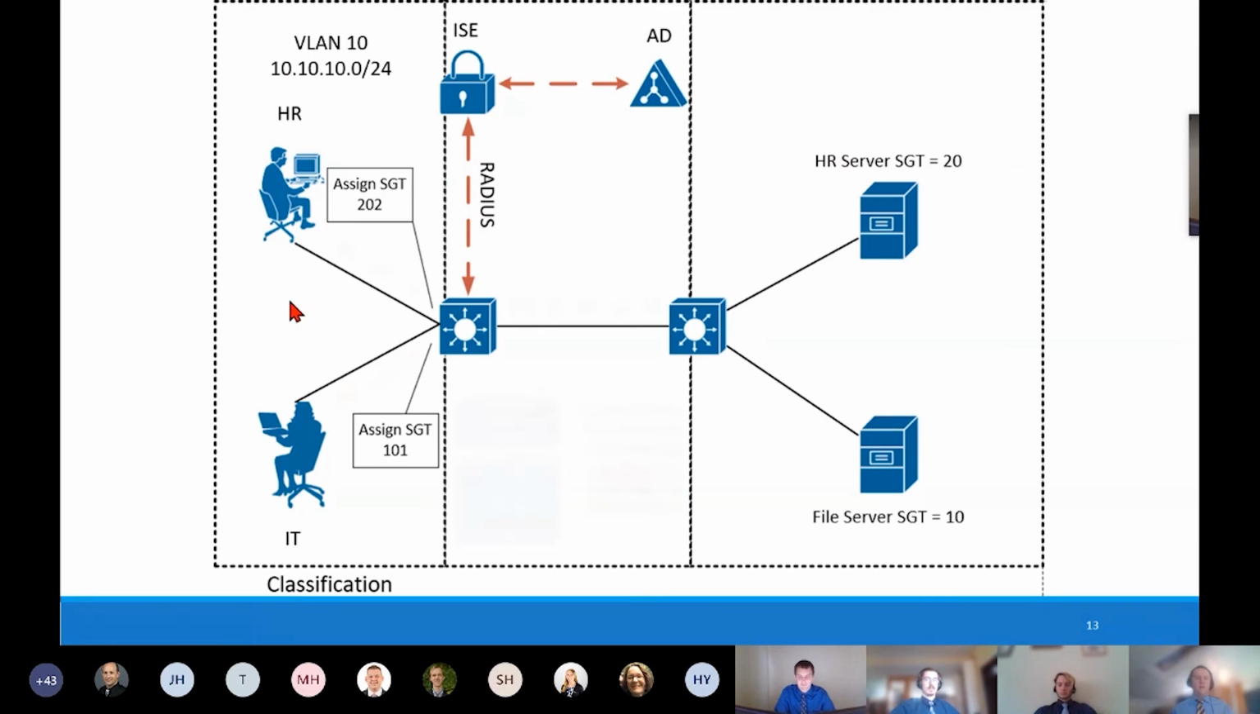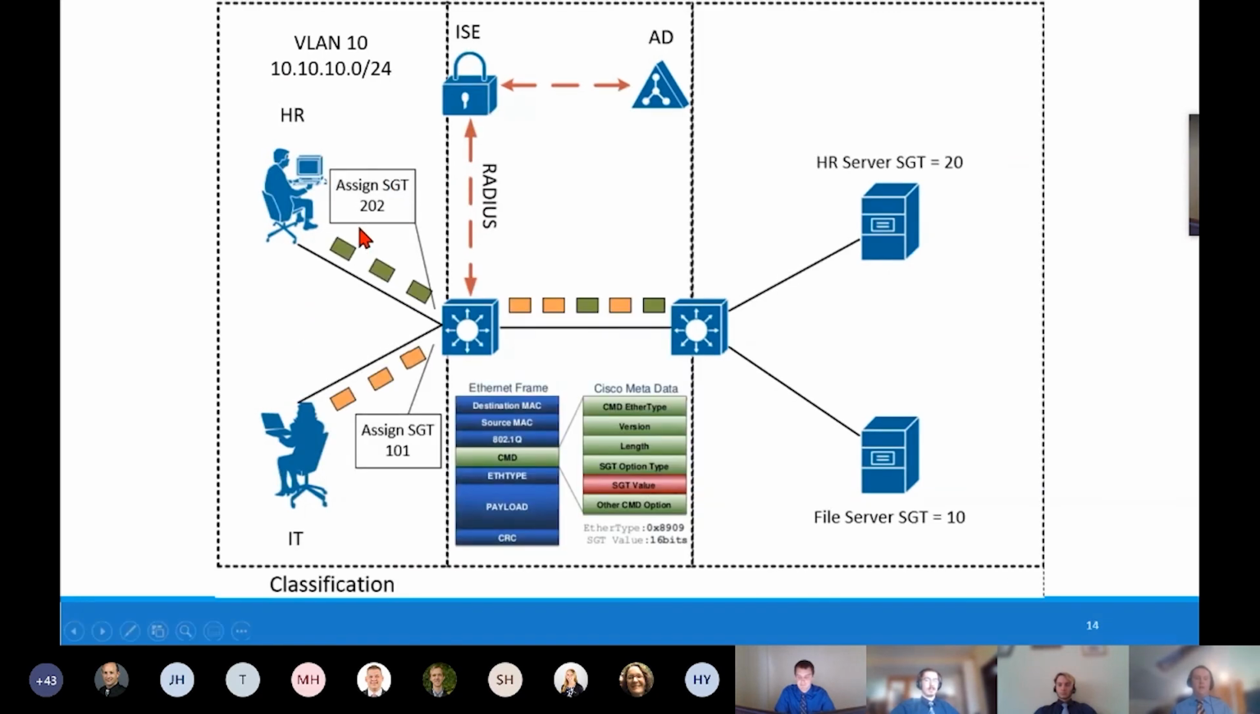After a user is assigned a specific security group tag, or SGT, the traffic is embedded with the SGT in each packet. As you can see here, it uses the Ethernet frame, and it uses the Cisco metadata portion of that frame and embeds the SGT. In this example, HR's traffic is represented as green, and IT's traffic is represented as orange.